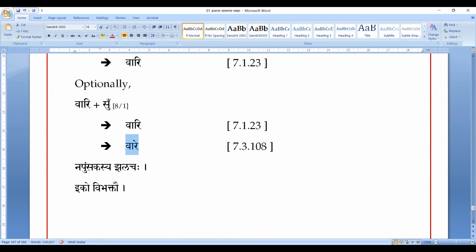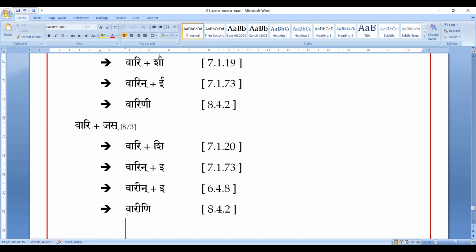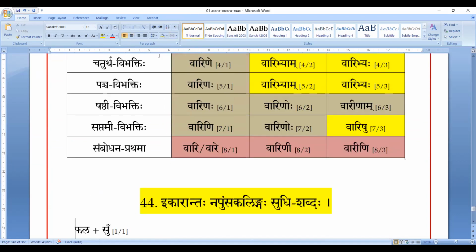Hevare is by the Sutra 7.3.108. 7.3.108 is Guna. Rasvasya Gunaha happens. So that Hevare. Then Karanta Napumsakalinga Vari Shabda, then Sudhi Shabda.